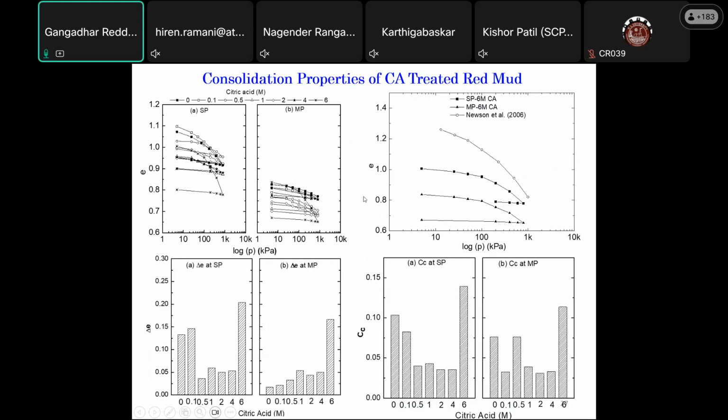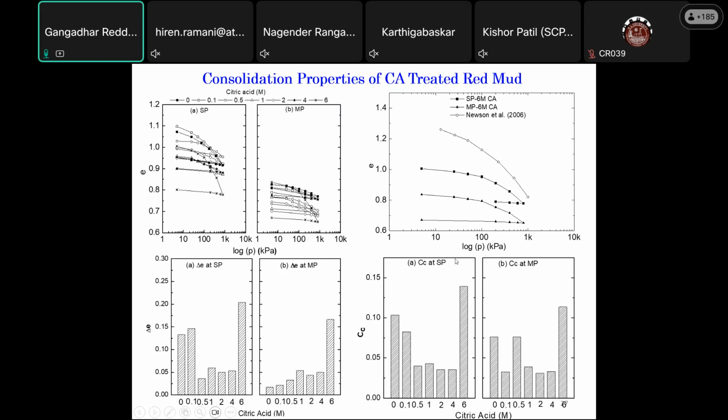I used HCl. Because HCl cannot be used in practical applications because it is highly acidic in nature, there is a possibility that we cannot use those acids in the application. So what I have done is I collected an organic acid called citric acid, and I prepared it at different molarities again, to see what happens to the consolidation properties.